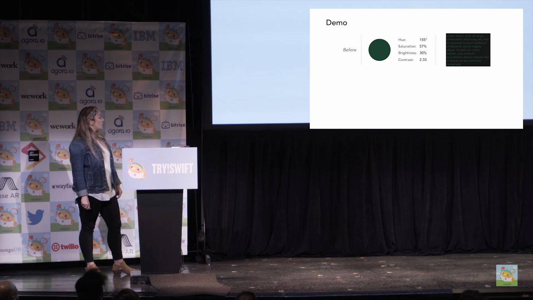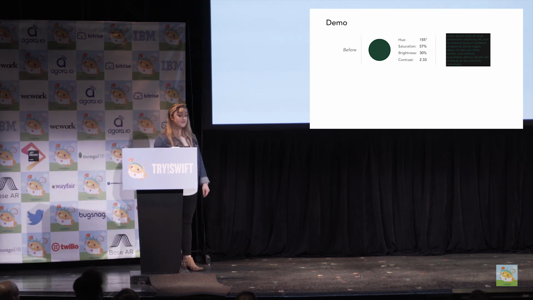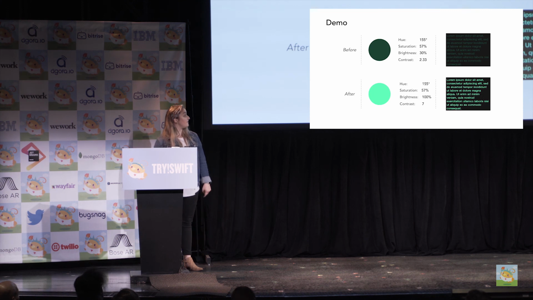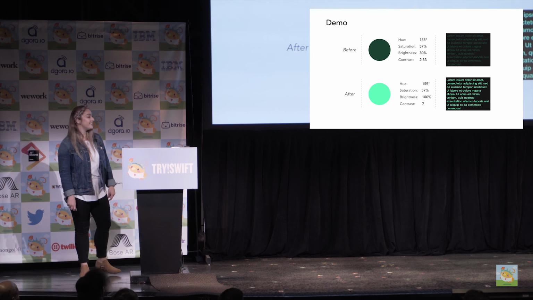Let's run the code. Here, we have that dark green on the black background with a contrast of 2.33. When we run this with our code, here's what we get. That's the minimum contrast ratio of 7. Much easier to read, huh?